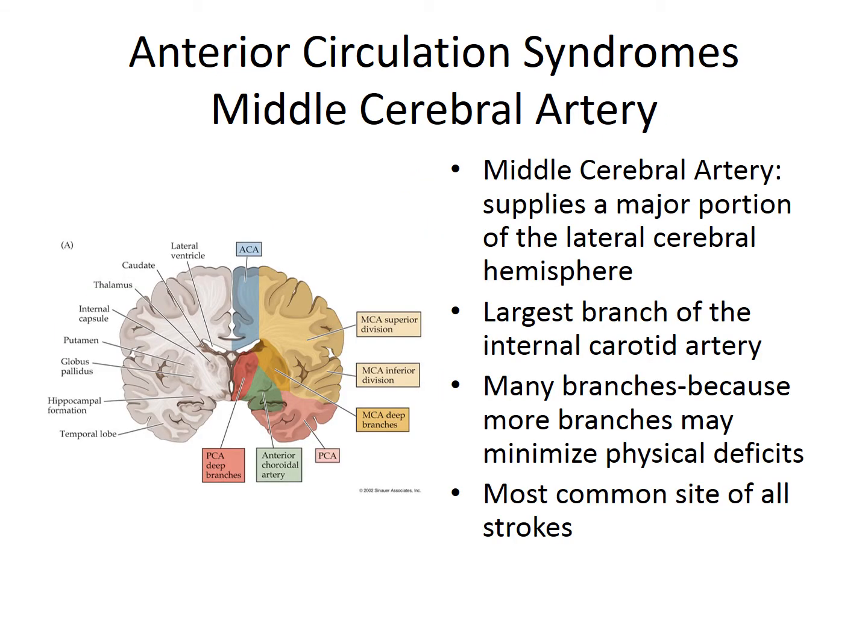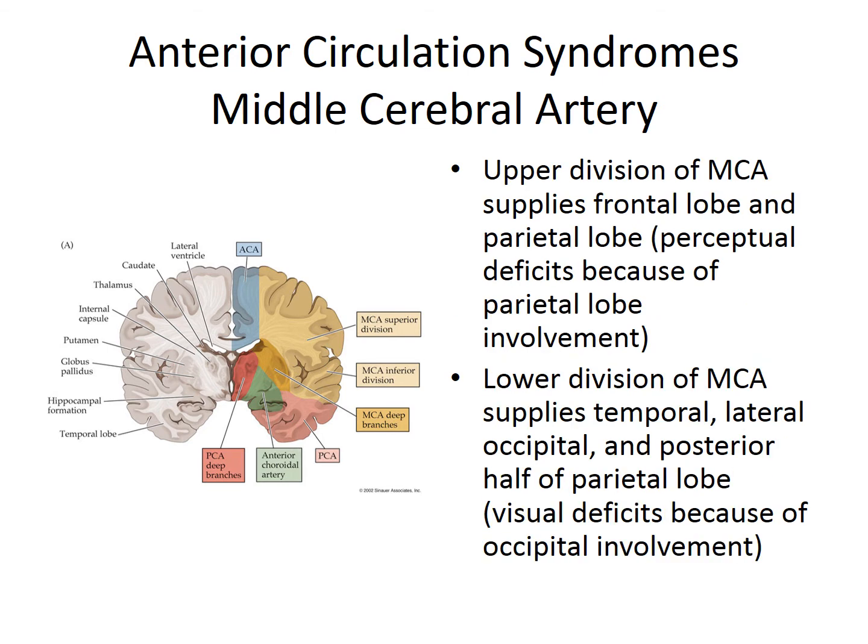Continuing on with anterior circulation syndromes, let's specifically talk about middle cerebral artery injuries. Again, the middle cerebral artery being the most common site of strokes, it will supply a major portion of the lateral cerebral hemisphere. It is the largest branch of the internal carotid artery. It does have many branches. This is good because the more branches you have minimizes the actual physical deficits your clients should experience.